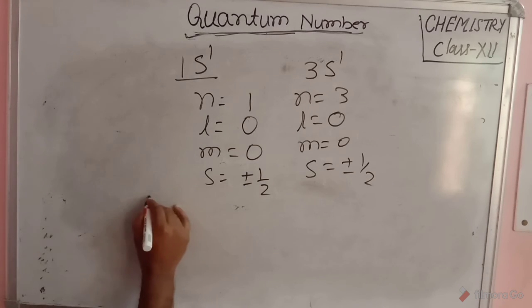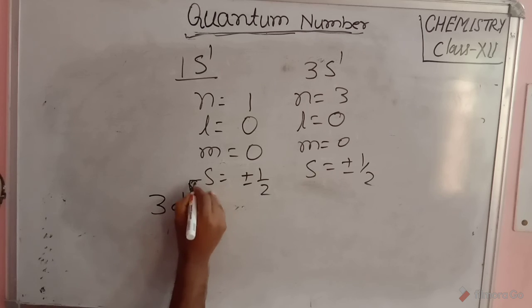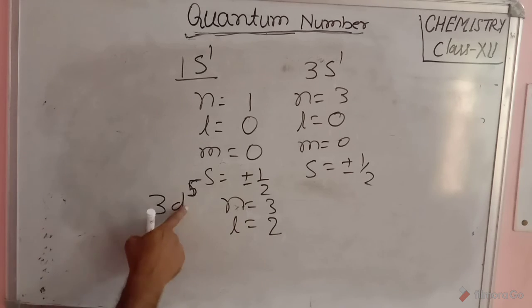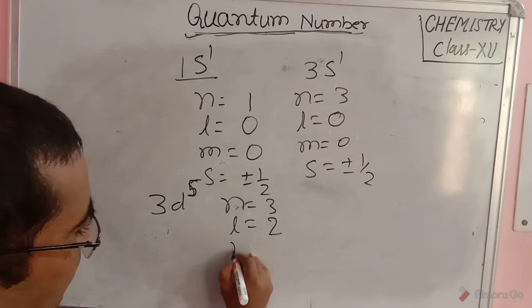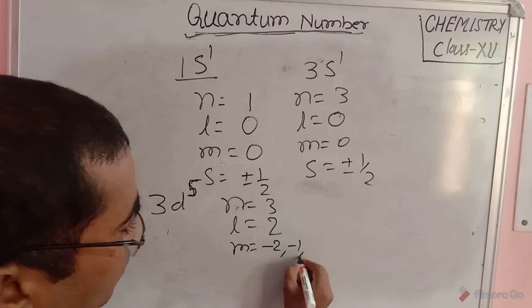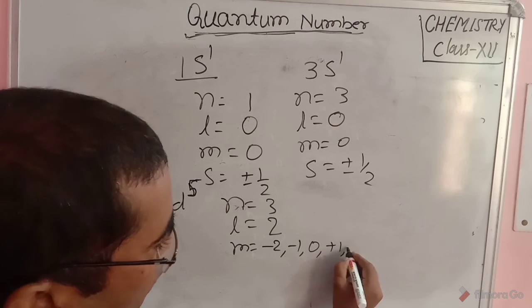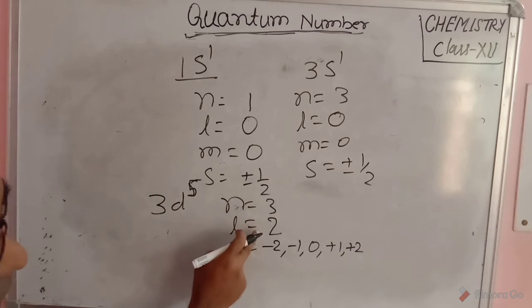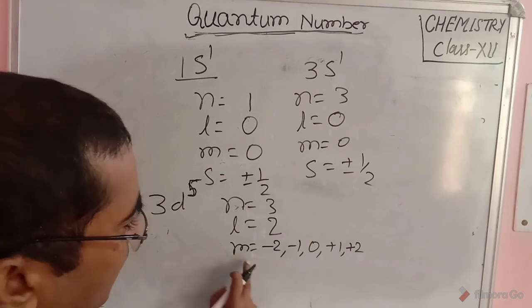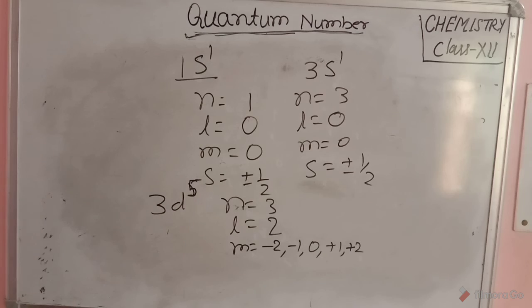For the next example, 3d5, n is equal to 3, l is equal to 2. For d, what will be M? Because n is 3, l is 2, then M will be minus 2, minus 1, 0, plus 1 and plus 2, 5 values. It lies from minus 2 to plus 2. That's why M has 5 values, and you know very well d has 5 orientations, that is dxy, dyz, dxz, dx square minus y square and dz square.